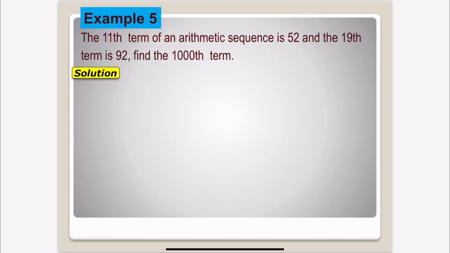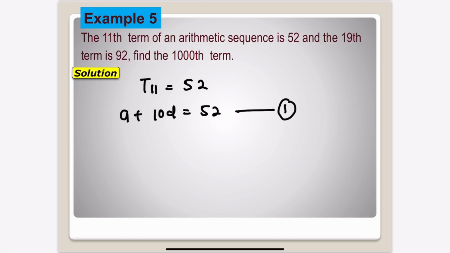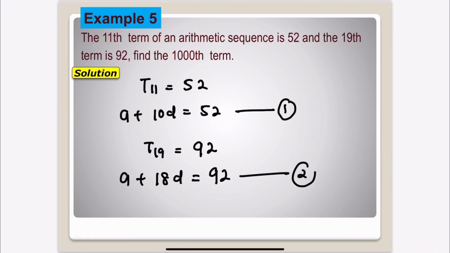The first information given is T11 is 52. So you can write T11 equals 52, which is a plus 10d equals 52. So this will be your first equation. Next information is the 19th term is 92, meaning that T19 equals 92. Also, a plus 18d equals 92. So this is your second equation.